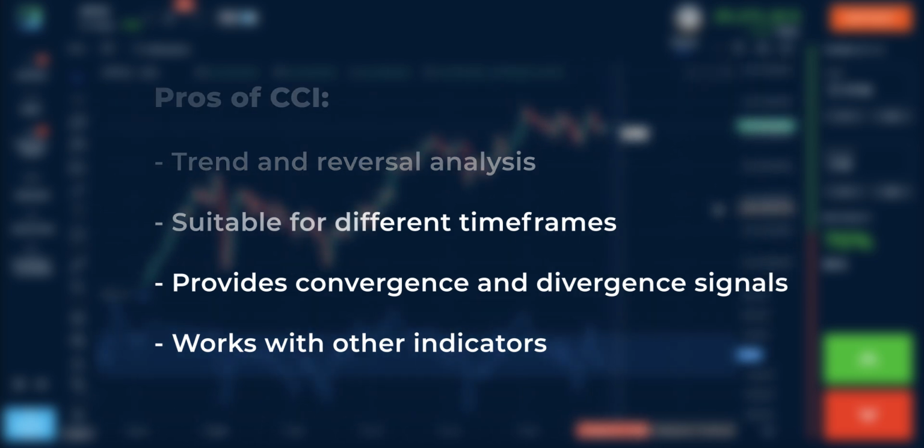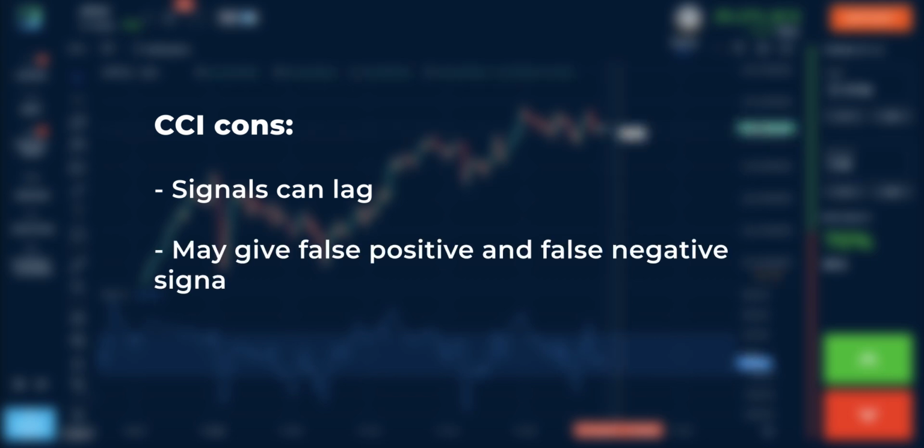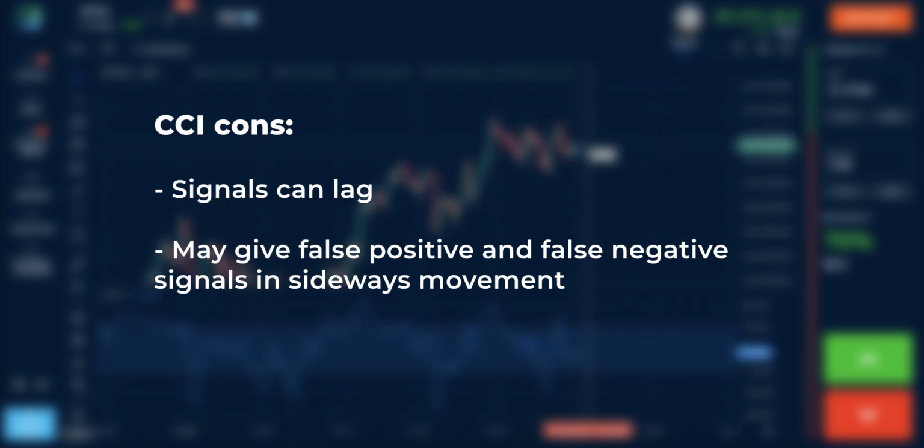However, there are also disadvantages. It can sometimes lag in giving signals. Like other technical indicators, it may give false positives or false negatives during sideways market movements. Keep these points in mind when using CCI in your trading strategies.